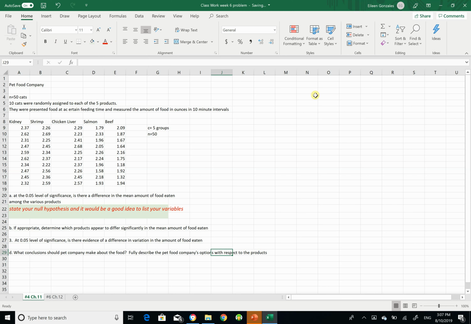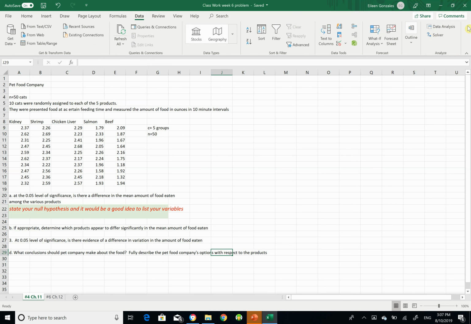So one of the first things you need to do is come to this button right here, data. You need to have this data analysis button. If you do not know how to do that, Google is going to be your friend, because I've showed how to do this in class several times over. And so you need to download this add-in.